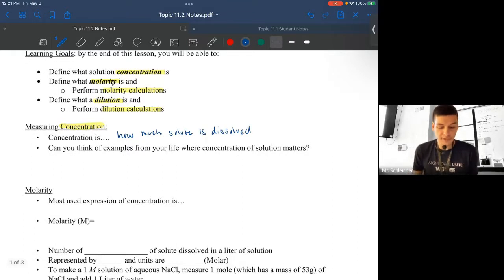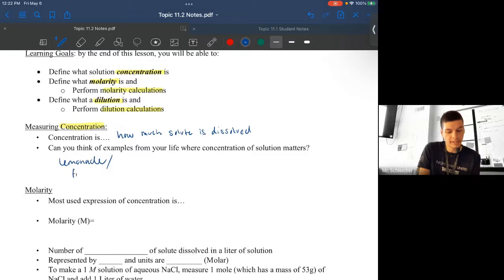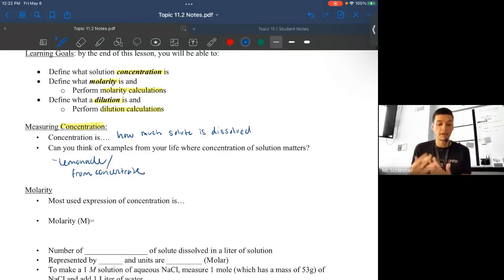Can you think of examples from your life where concentration of solution matters? Have you all ever heard of things from concentrate? Yeah, like lemonade or other things from concentrate. Those generally come in very concentrated form, and then you have to dilute them. You have to make them less concentrated by adding some water. Other things might be soda machines. They don't actually hold that much soda, right? They have some super concentrated soda syrup, and they run carbonated water through that, and that's how they dispense all that soda.